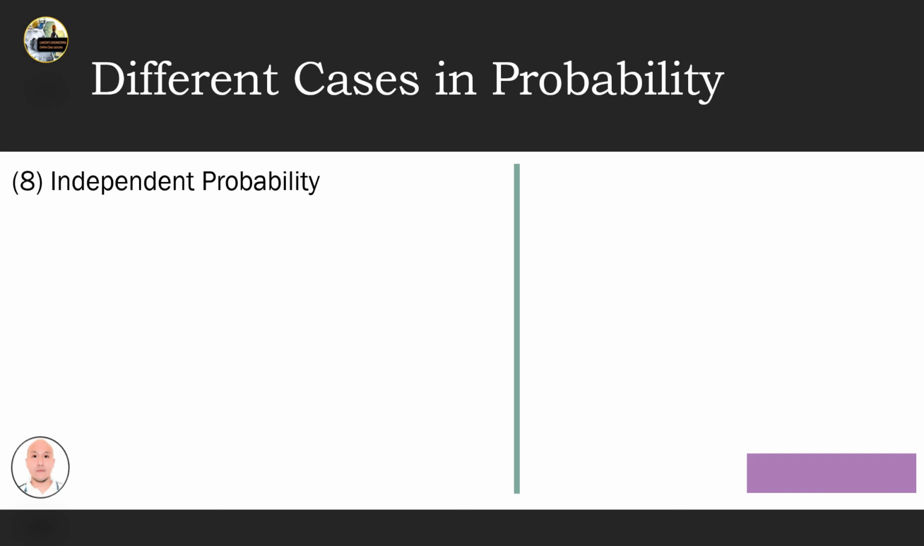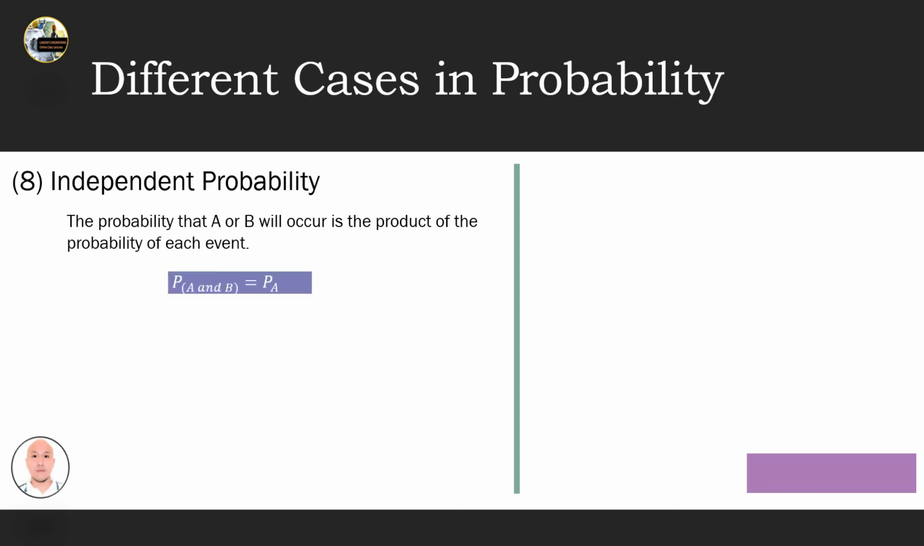Number 8, independent probability. This is the probability that A and B will occur, which is the product of the probability of each event. So for our formula, P(A and B) is equal to P(A) times P(B), where P(A) is the probability that event A may happen and P(B) is the probability that event B may happen.